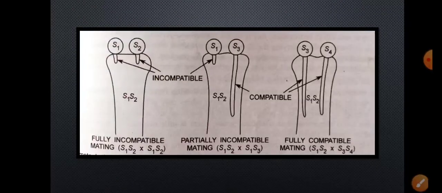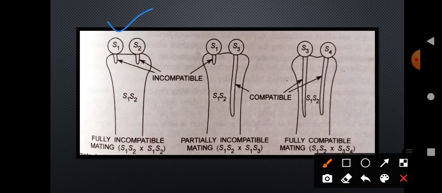So it was very easy. Now let us understand what this diagram wants to tell us. It comes under the heteromorphic system only. Let us understand the first diagram. This is the gametophytic system, which comes under the heteromorphic system. The first diagram shows fully incompatible mating, the type of mating which is fully incompatible. Not a single seed is produced; it is completely incompatible.